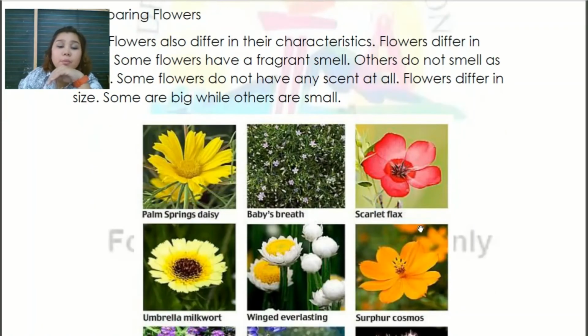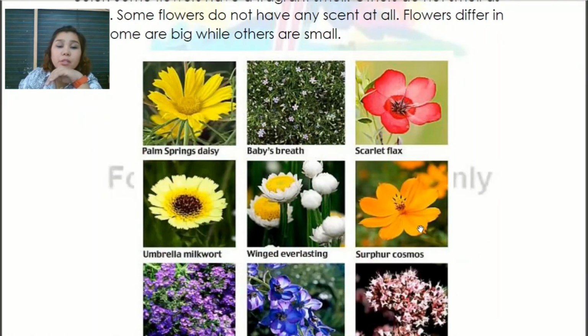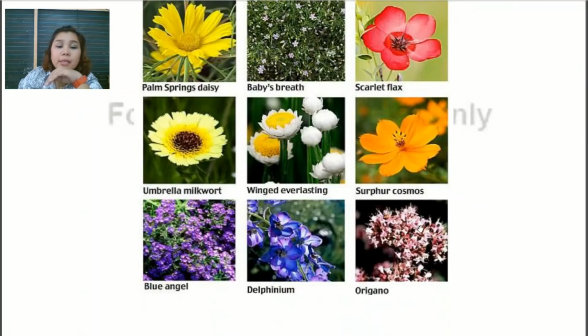So, here are examples. Yan. Yung iba, ginagamit yan sa pagde-decorate. Ito, very common yan sa mga garden. Ito namang baby's breath, yung ginagamit sa mga flower arrangement.